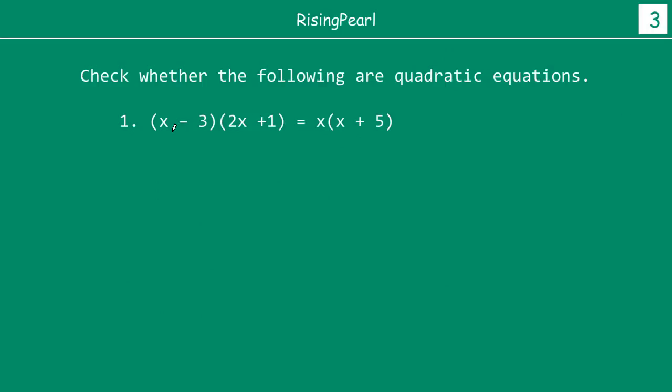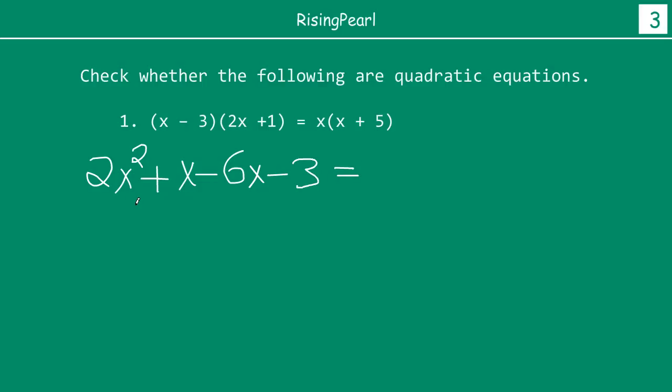So we have (x minus 3) times (2x plus 1) equals x times (x plus 5). First we have to open the brackets, or open the parentheses. We are going to multiply x with 2x, so you will get 2x squared. Then we multiply x with plus 1, we will get plus x. We are going to multiply minus 3 times 2x, that will be minus 6x. Please remember that it is a minus sign, so don't forget this. So minus 3 times 2x is minus 6x. Minus 3 times plus 1 is minus 3.